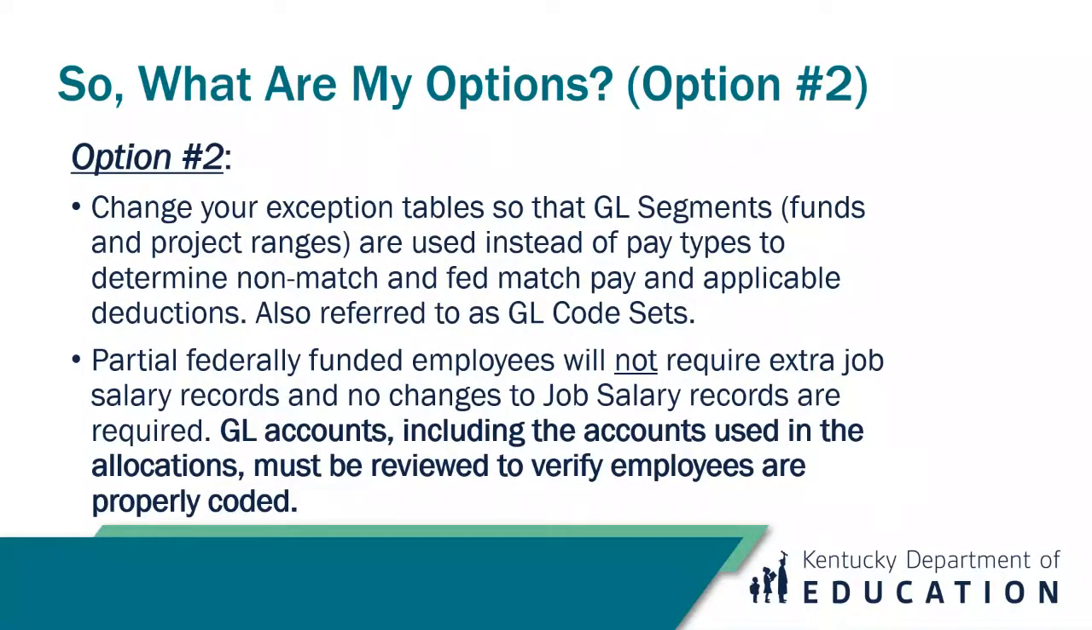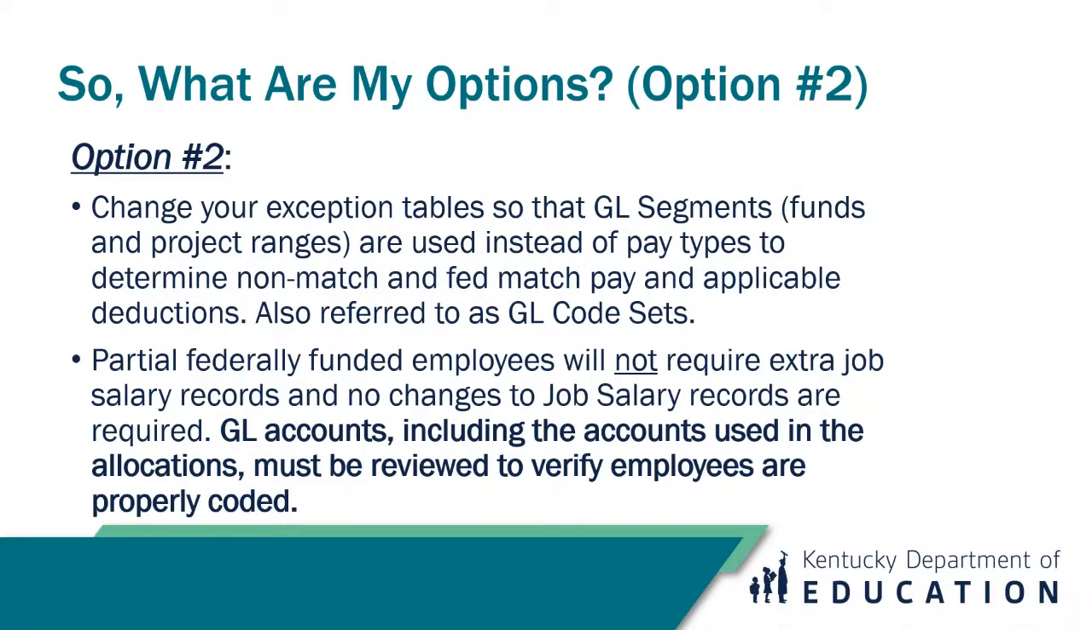And what this does is using GL segments such as funds and project ranges tied together to tell payroll that the pay the employee is earning is subject to federal match or non-match pay. Those partially federally funded employees will not require those extra job salary records, and there are going to be no changes required to job salary records if you go this option. From my testing, playing around with doing both different options, I much prefer this option, but it is totally up to you guys on how you want to proceed.